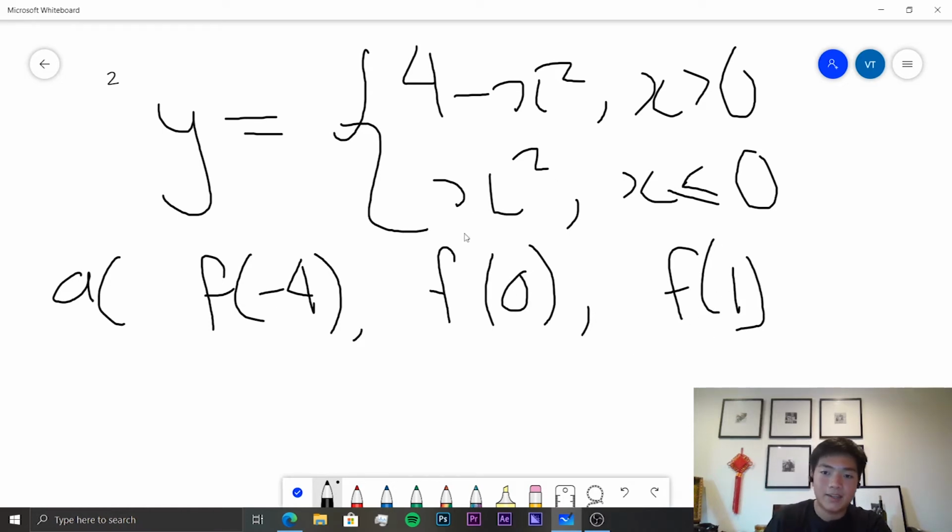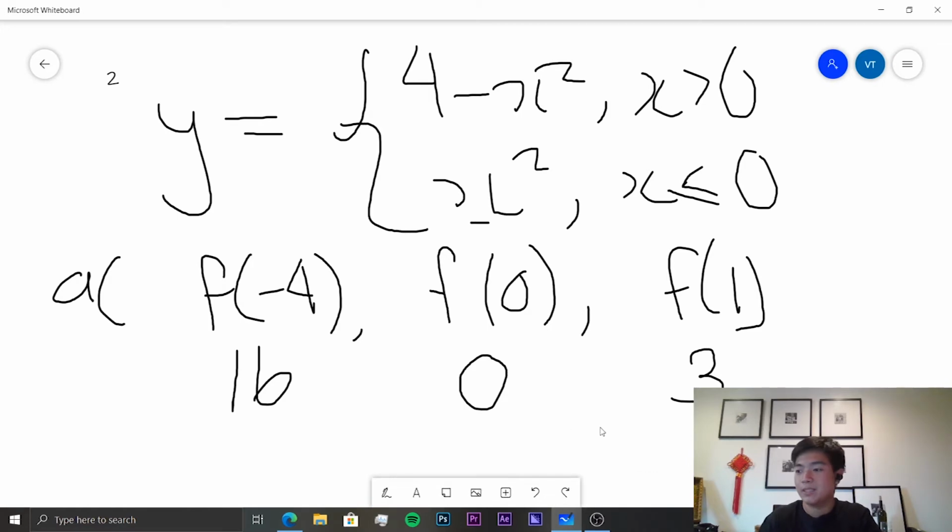So when x is -4, we use this x squared because x is less than or equal to 0, which would be 16. When f is 0, we do the same, so this would be 0. And when f is 1, we use this top one because x is greater than 0. 4 minus x squared would be 4 minus 1, which is 3. So that was pretty simple.